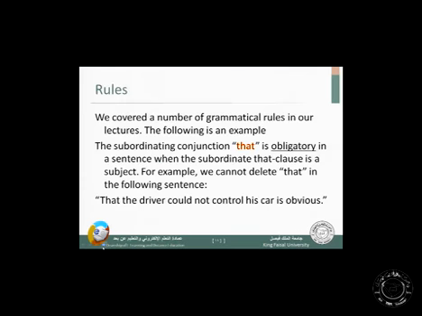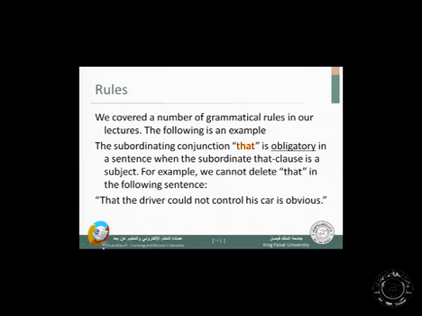We also, in our discussion, talked about grammatical rules. So we covered a number of grammatical rules in our lectures. This is an example of one of them. The subordinating conjunction that. We said that is a conjunction. It can be used as a subordinating conjunction to form subordinate clauses. So that is obligatory. Obligatory means necessary. We must have it. It cannot be removed or deleted. This is the meaning of obligatory.